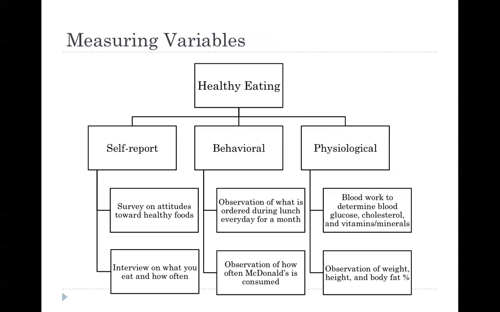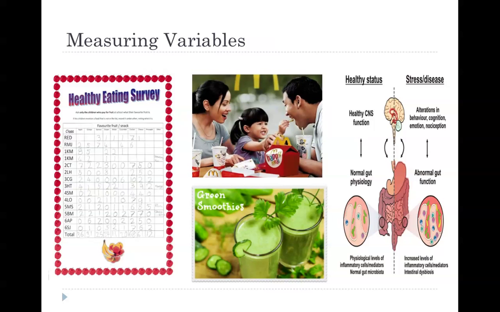Or maybe you just want to take a physiological approach. Here, you look at blood work to get glucose level, cholesterol, and how many vitamins and minerals are in the system. You could also look at observations of their weight, their height, and their body fat, a BMI. So regardless of whether you're doing a healthy eating survey, watching a little child eat McDonald's or green smoothies, or trying to see the physiological difference between a healthy status and a stress or disease status, these can all be measurements of a dependent variable.